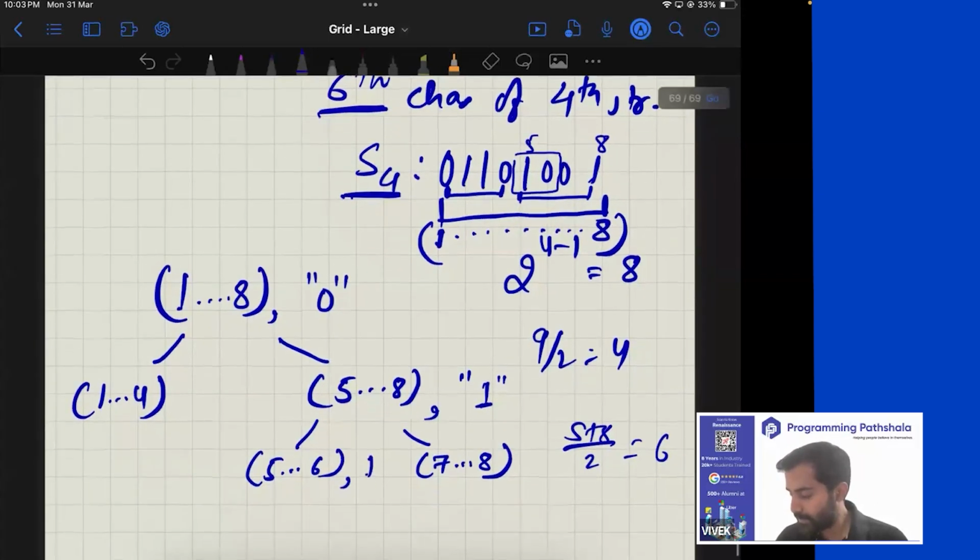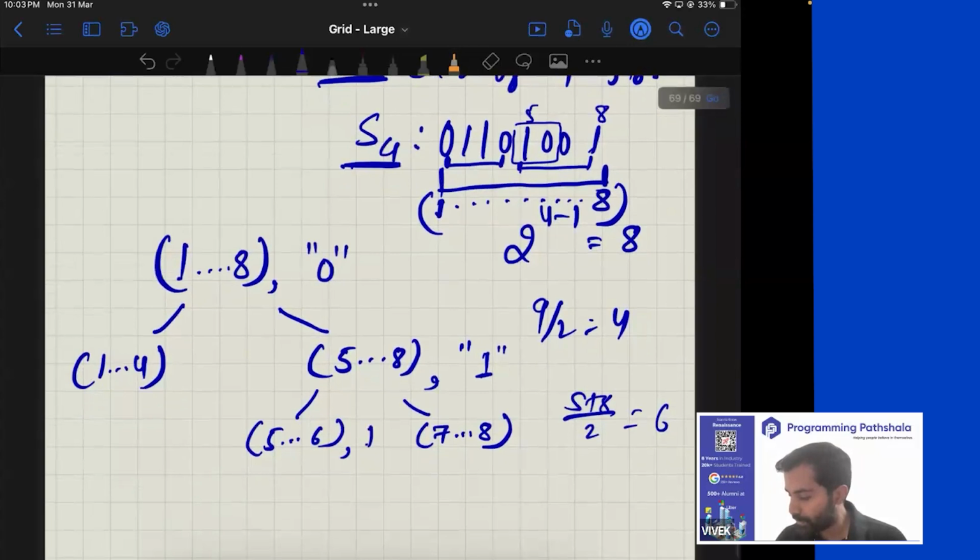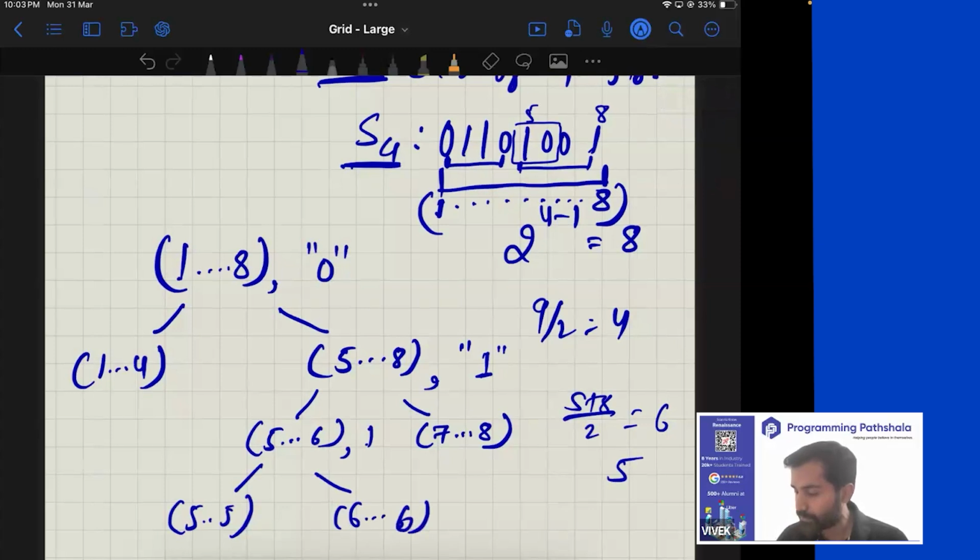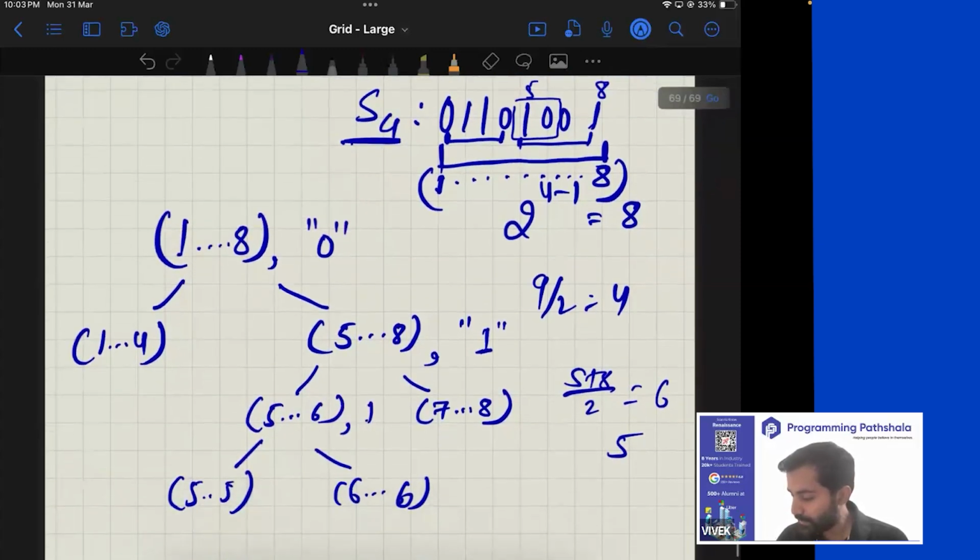Very good. Now again, here, you will find out the midpoint. What will be the midpoint? 5 plus 6 by 2, which is 11 by 2, that is 5. So we'll say that the left half is from 5 to 5. The right half is from 6 to 6. Which half will you go to? Left or right? You will again go to the right half. Okay. Now, if you go to the right half of a string which represents 1, then what does it represent? It represents 0. Can this be our base case, our termination condition?